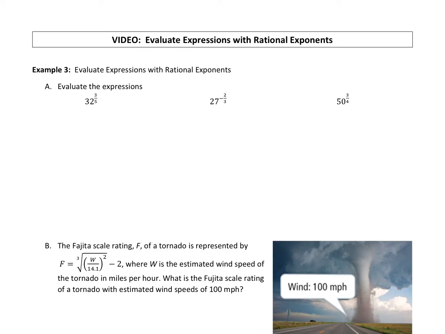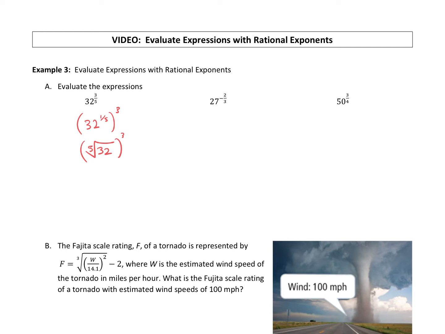All right, now that we have a better understanding of how our rational exponents work, let's go ahead and just evaluate some expressions. Here we have 32 to the 3/5 power, so we're going to break apart our rational exponent. This is 32 to the 1/5 raised to the third power. 32 to the 1/5 is the same thing as the fifth root of 32.